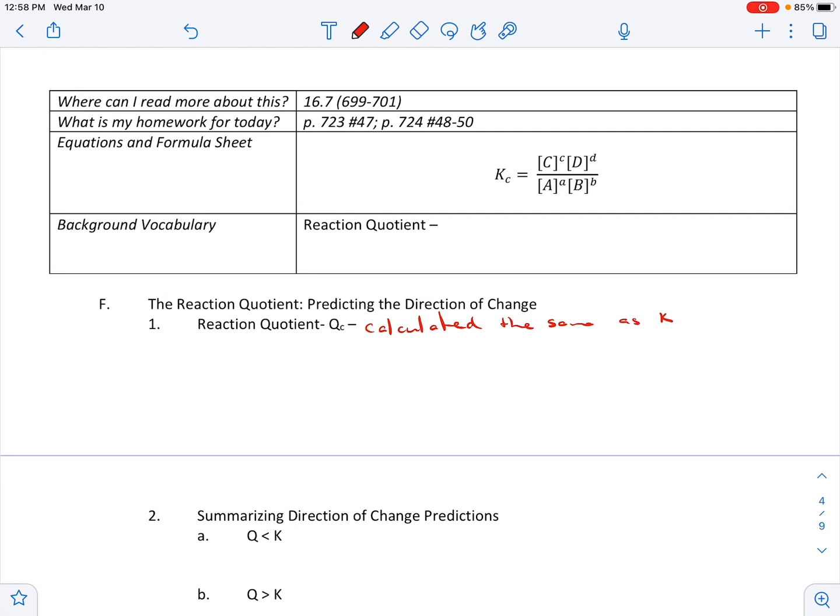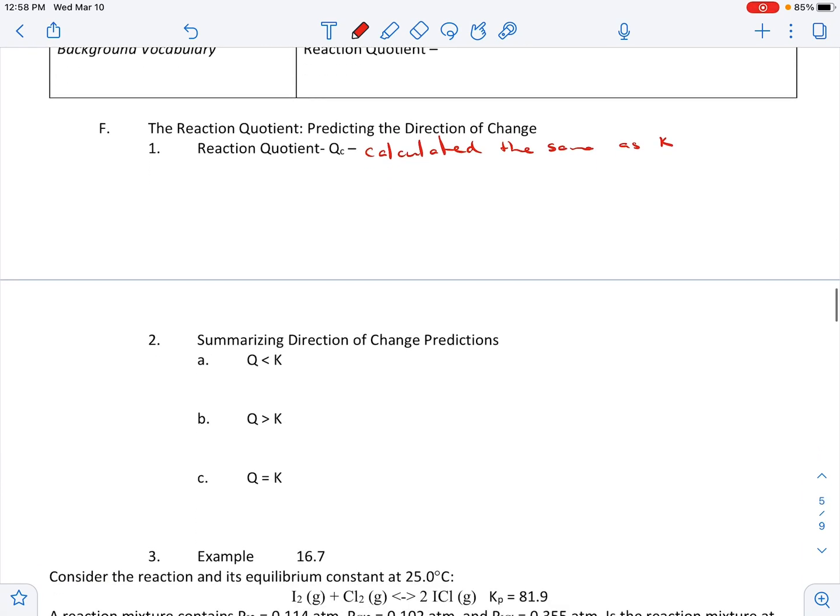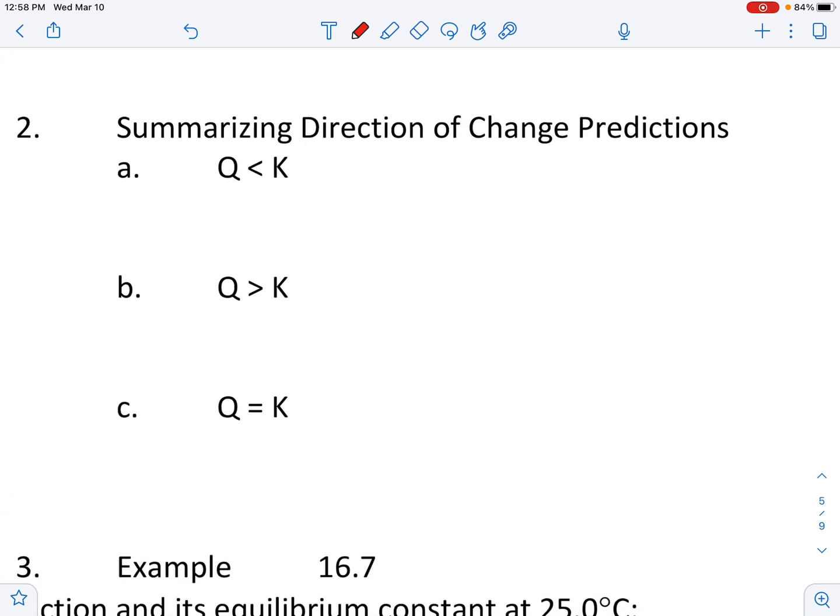All right, so let's talk about what that means and what that can do for us. What Q can do for us is tell us which way the reaction is going to go so it reaches K, or reaches completion, the end of the reaction, if you will. But remember, it's a dynamic equilibrium, so technically there's still stuff happening. We're just talking about it not being visible changes. We wouldn't see any visible changes. So let's jump in here. Remember, it's calculated exactly the same as K, so that'll help us understand this.